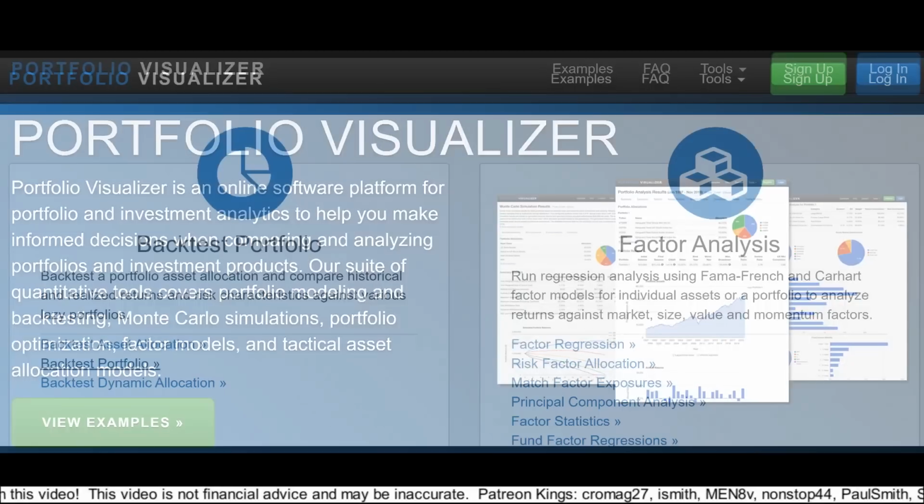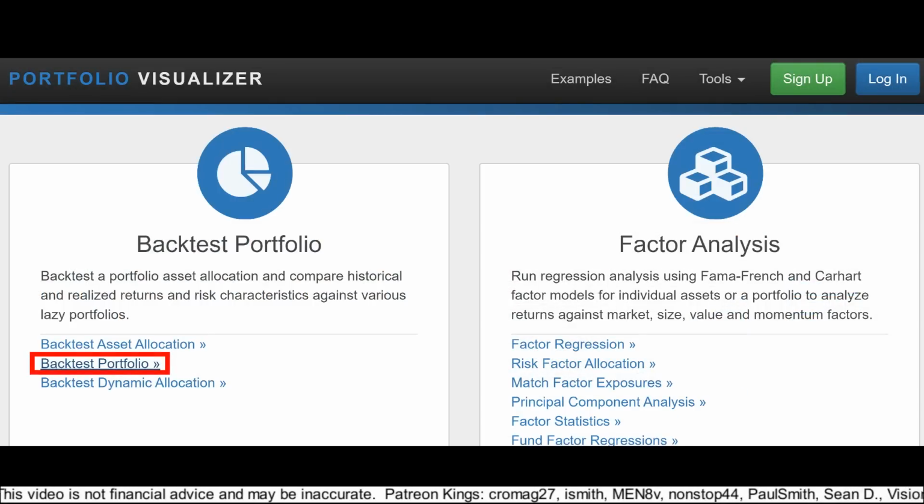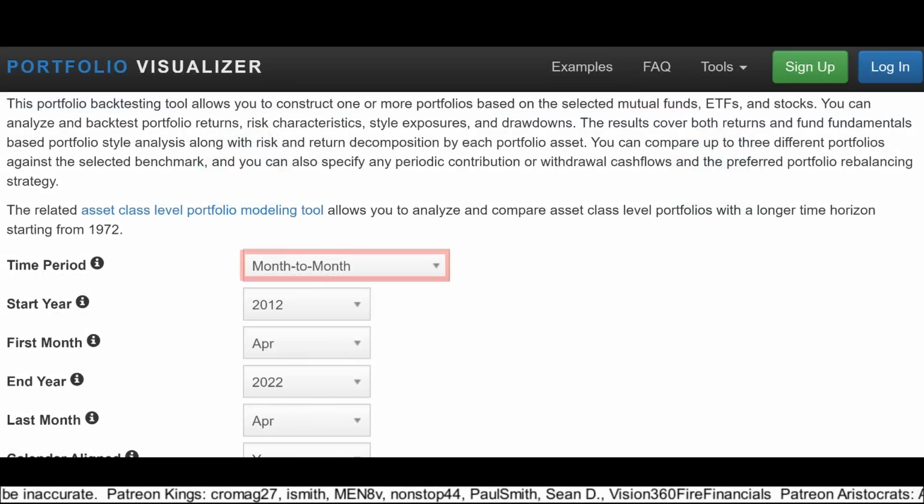Once you're on that site, you can click on Backtest Portfolio. So let's say I wanted to look up the last 10 years of J&J's performance. I'll first set the time period to month. And since I want to see how J&J did over the last decade, I select April of 2012 as the starting date and April of 2022 as the end date. I didn't use May, even though I'm doing this video in May, because the free version of Portfolio Visualizer restricts you to the previous month.